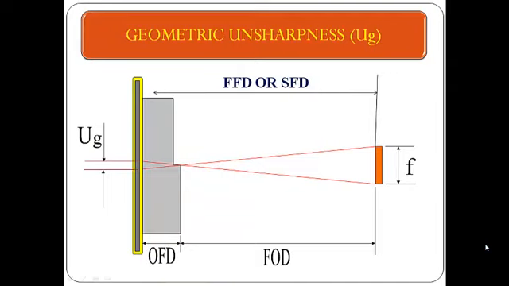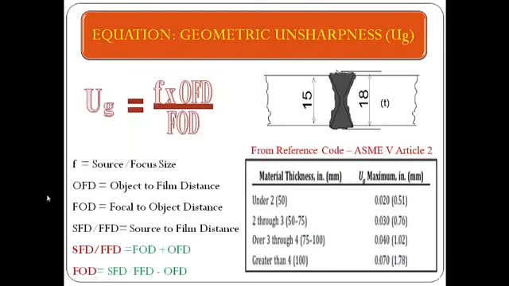The geometric unsharpness UG is the variation of the sharpness of the dividing lines between two density fields. FFD is the source to film distance or focal to film distance. OFD is the object to film distance and FOD is the source or focal to object distance. The equation for the geometric unsharpness is UG is equal to focal size into OFD over FOD.